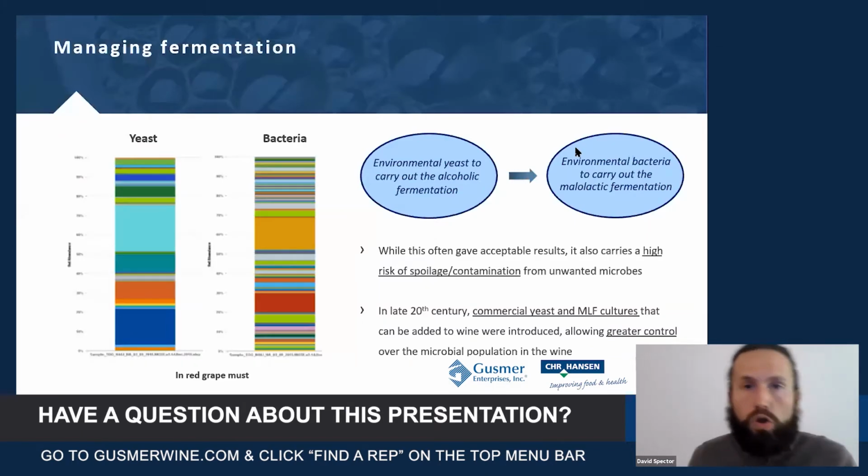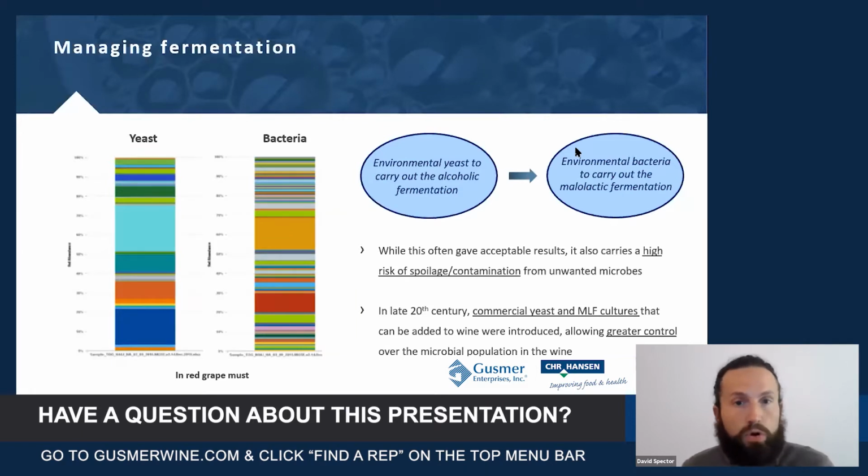Now, we all know environmental yeast and bacteria can carry out alcoholic and malolactic fermentation. And this certainly can yield great results. You know, some of the best wines in the world are made this way. But you must deeply understand your vineyard and your winery's microflora if you don't want to leave the output of your wines up to chance.